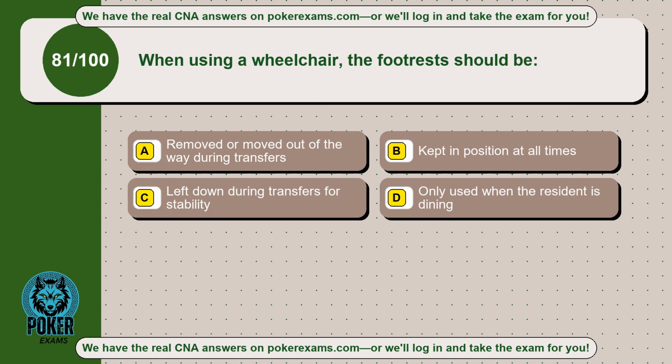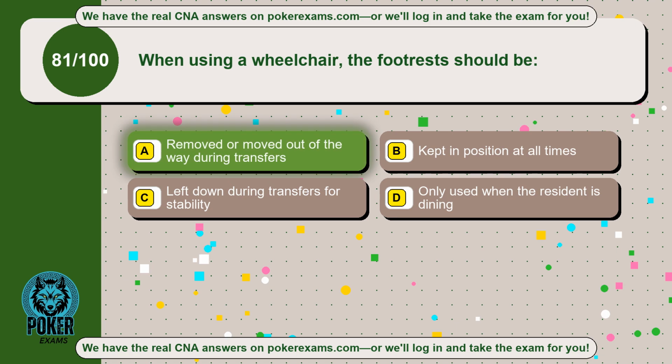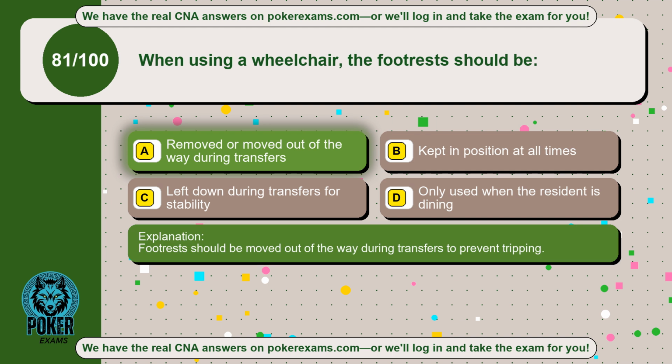Question 81. When using a wheelchair, the footrests should be: Option A, removed or moved out of the way during transfers. Option B, kept in position at all times. Option C, left down during transfers for stability. Option D, only used when the resident is dining. The correct answer is option A. Removed or moved out of the way during transfers. Footrests should be moved out of the way during transfers to prevent tripping.